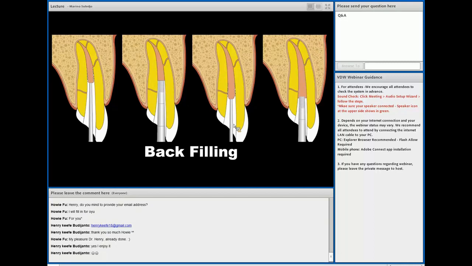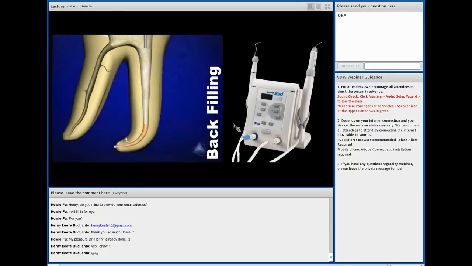And after we have filled, do some downpacking, and now it's time for us to do the backfilling. We can use the other side of the equipment, the extruder, which will extrude all the heated gutta percha. You can do it incrementally. I suggest you do it in increments, step by step, condensing it to avoid any void spaces. So once you condense, you go back up a little bit, increment up. And once again, you condense it with your plugger.